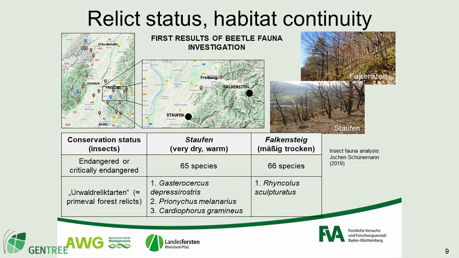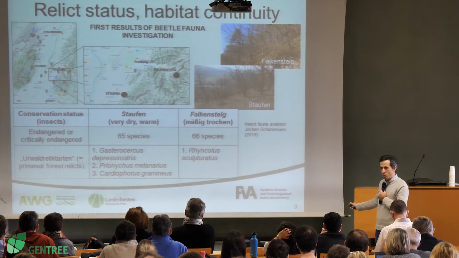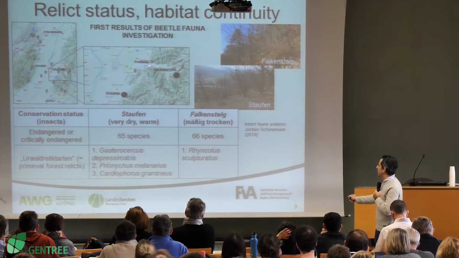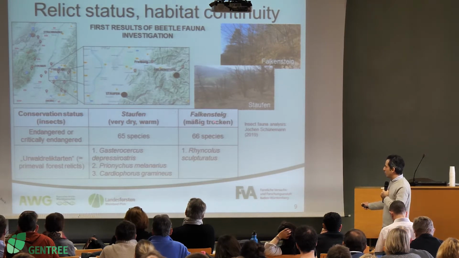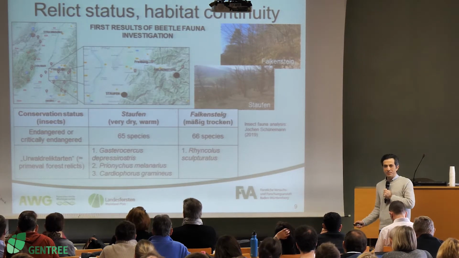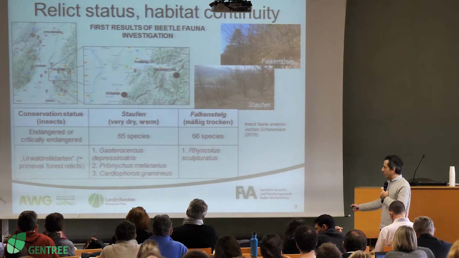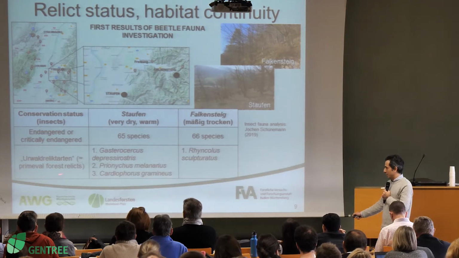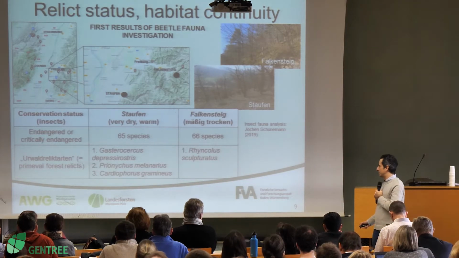We already carried out a pilot study using some insect traps, and we compared two sites. The one is Staufen, which I have already shown, and the other one is Falkensteig, to the east of Freiburg. Falkensteig is moderately dry. I forgot to translate this. And what we can see is that we have similar levels of endangered species, but in Staufen, which is warmer and drier, we found three so-called Urwald Reliktarten, that means primeval forest relicts.